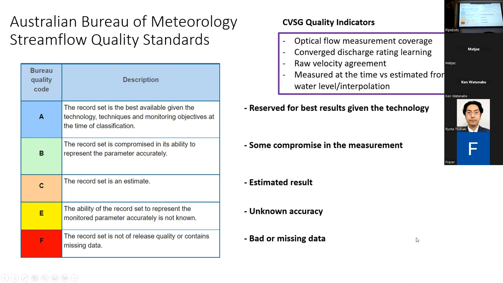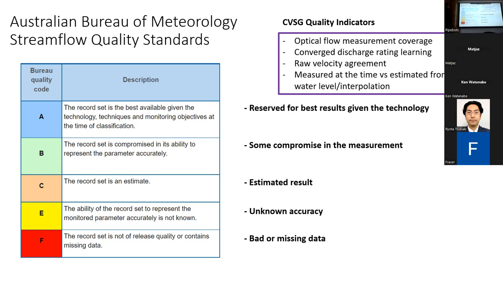So we have some clues within the system to indicate what quality each measurement is. So you've got obviously how much optical flow measurement coverage you have across that cross section. So, how visible the motions are, like what percentage of the cross section you can actually see motions across. And then you also have if your discharge rating curve is making sense, if it's converged on a solution that makes sense.